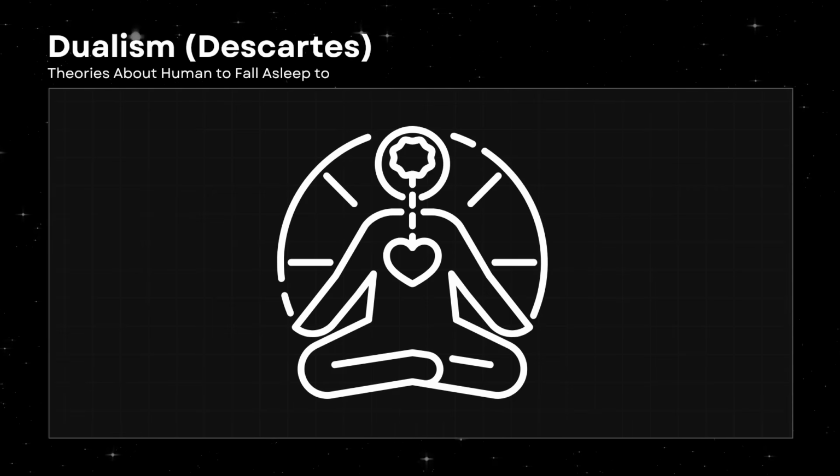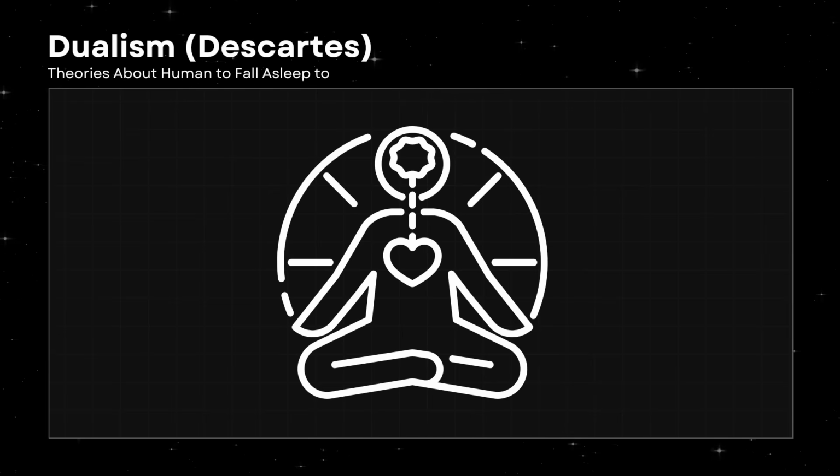This idea helps explain some of the puzzles about human nature. For example, a person can imagine something without moving a muscle. They can think about the past or dream of the future. They can feel pain, even when no injury shows up on a scan. These experiences suggest there's more to a person than just their physical form. Dualism says the mind is that extra part, the part that feels, thinks, hopes, and decides.